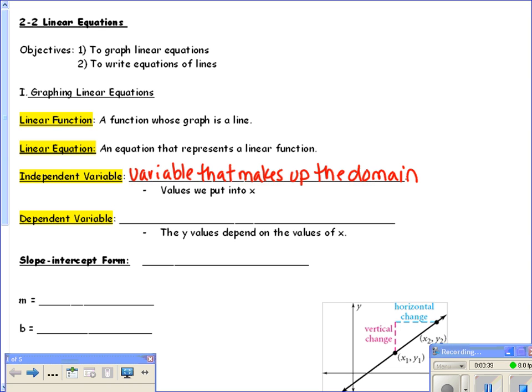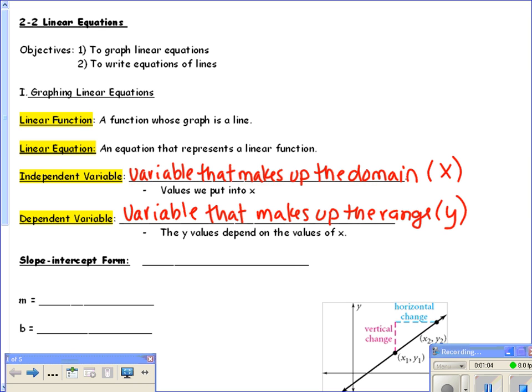And remember that those are the values that you put into x, and the dependent variable is the variable that makes up the range of the function. And remember, those are the y values that you're going to use. So the domain is the x values, remember, and the range is the y values.